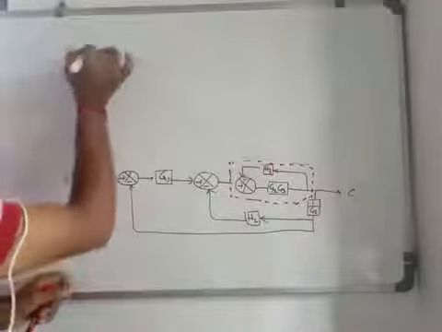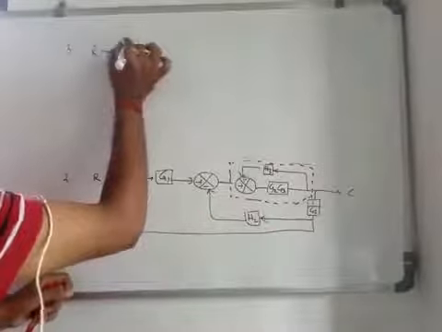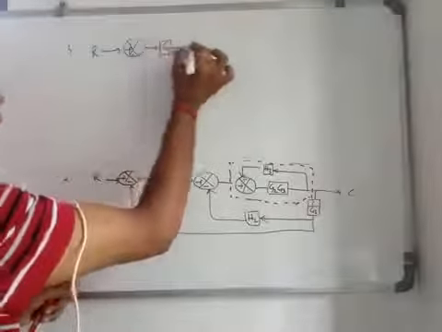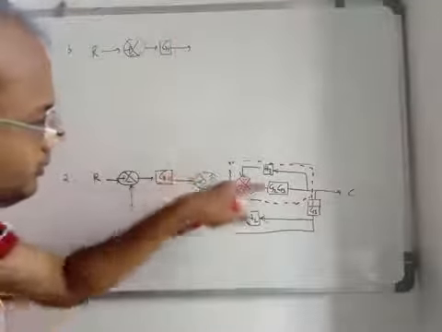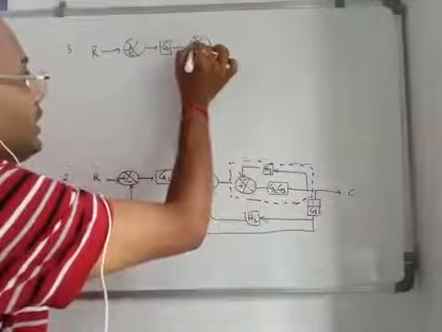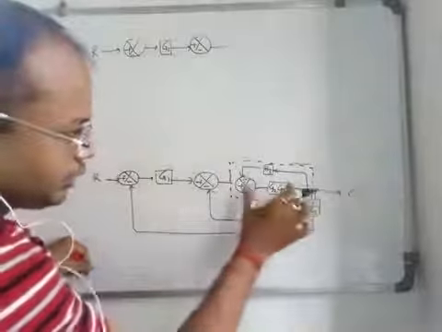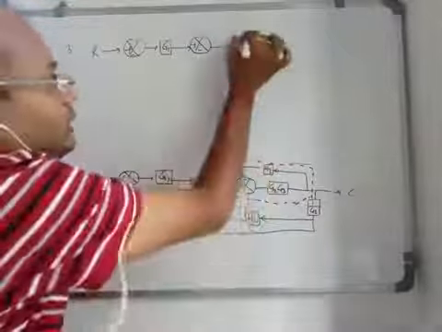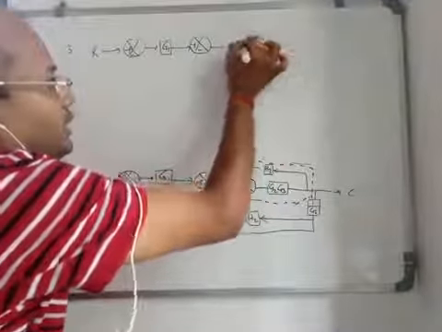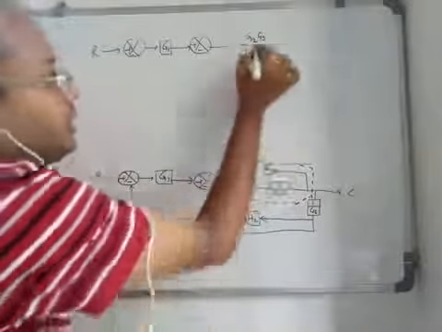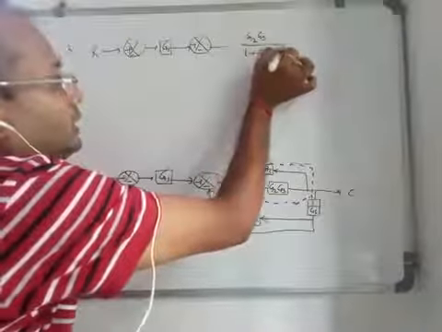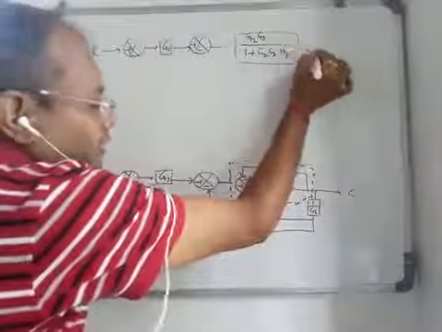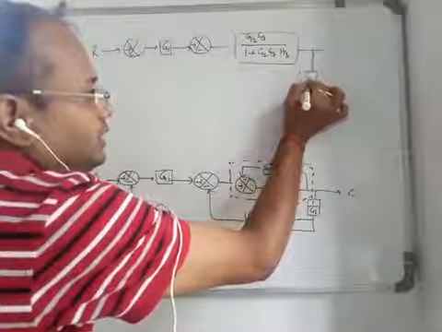So see, this is your R, this is your plus minus block, this is your G1, and this block is your plus minus again. Now this block will be reduced to a single block, where G2 G3 is the forward path gain and this is your feedback path gain. So what is this forward path gain? G2 G3 divided by 1 plus G2 G3 H3, as this is a negative feedback. So from here you will get a path like 1 by G3.